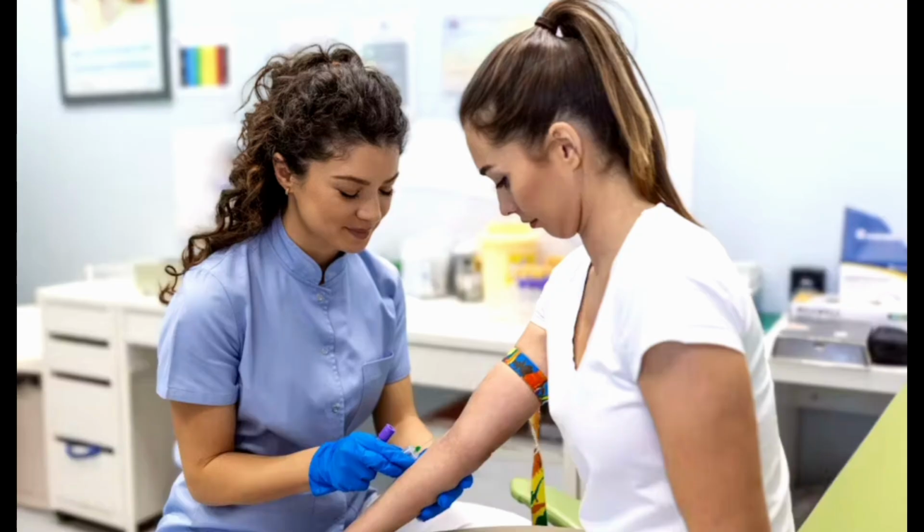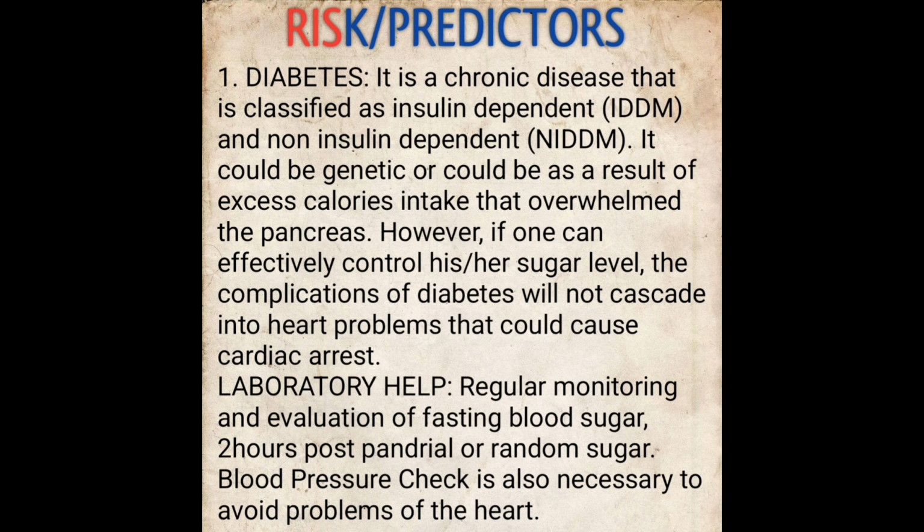The laboratory test that could be done is the fasting blood sugar and 2 hours postprandial, and also we know that blood pressure is a serious problem. So the clinician will always check the blood pressure in order to avoid the complications that arise from continuous high blood pressure.